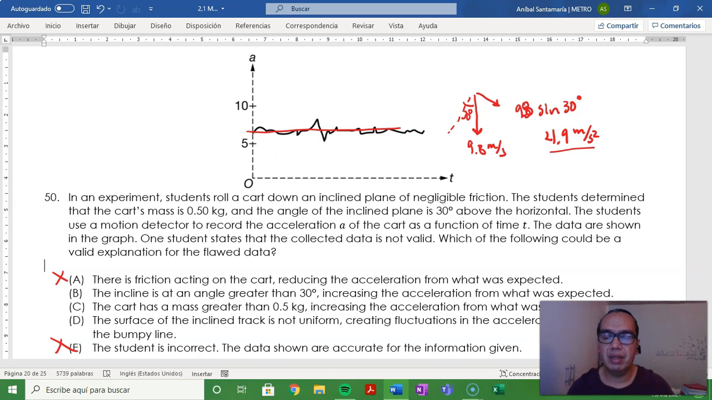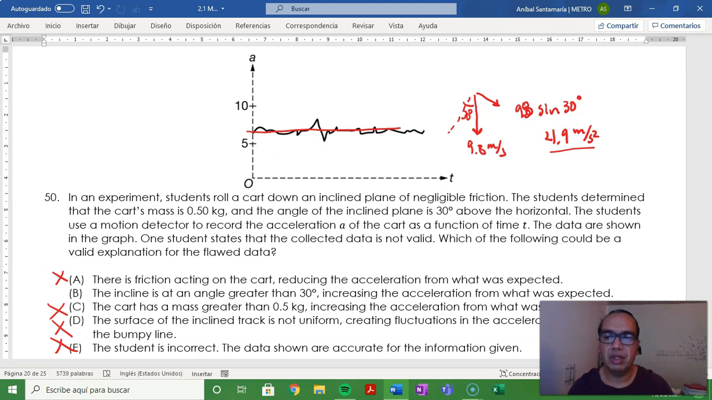On the other hand, option C, the cart has a mass greater than 0.5 kilograms, increasing the acceleration from what was expected. Now we know that the acceleration and the acceleration due to gravity are not dependent on the mass, so that's not correct. Finally, the surface of the inclined track is not uniform, creating fluctuations in the acceleration as seen with the bumpy line. That may be true, but it doesn't really explain why the average value is so much above 5.